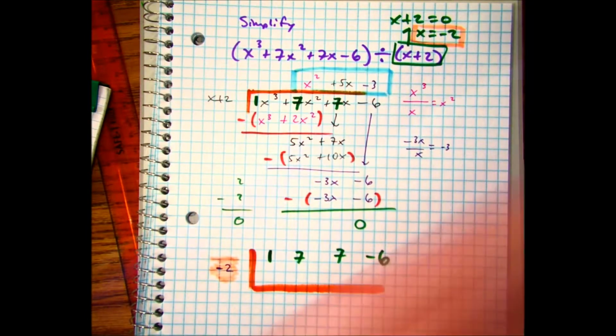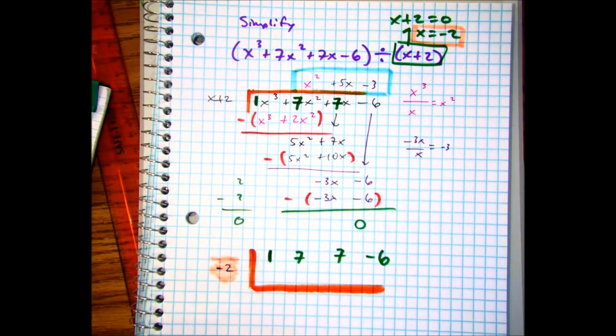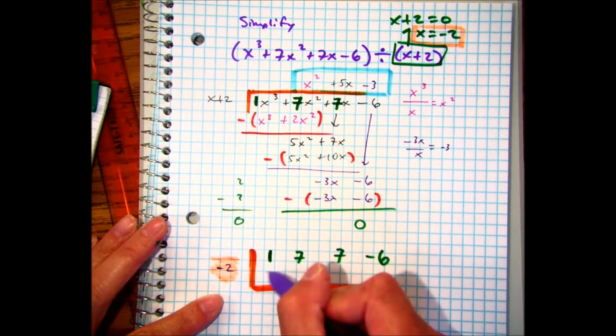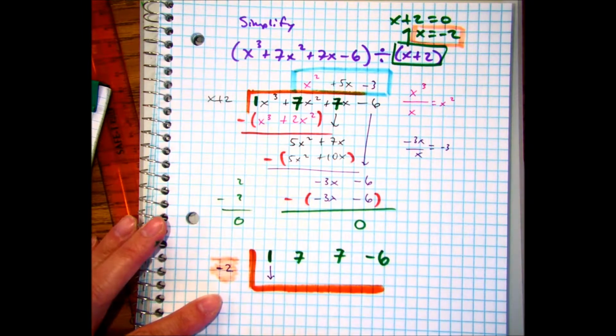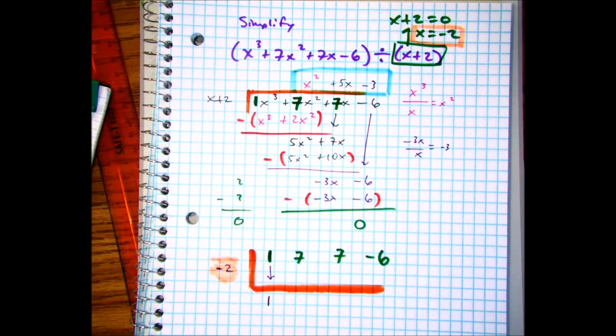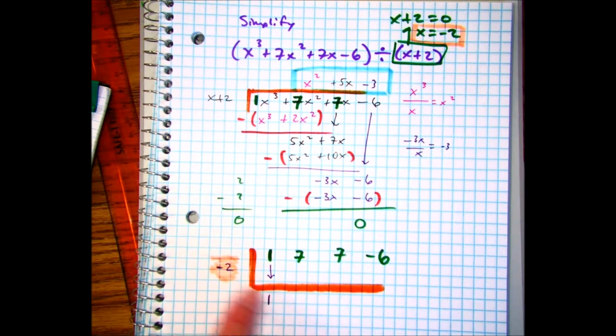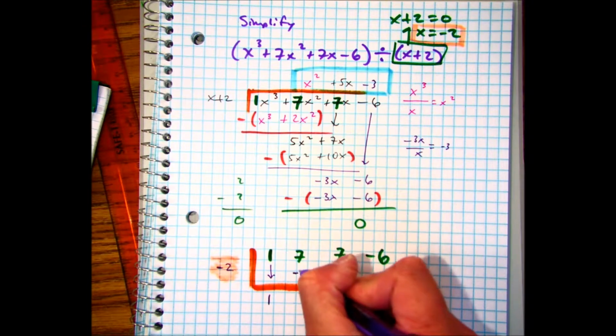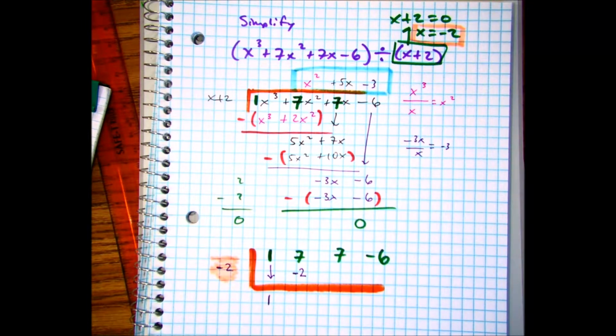Alright, so I have the zero product rule. What's the next thing we need to do? We're going to bring down this first one here. This is going to become a 1. Class, what do you do after that? We're going to multiply these two, which gives me what? Negative 2. Class, what's the next step? Add down. Okay, pay attention. The directions say add down.